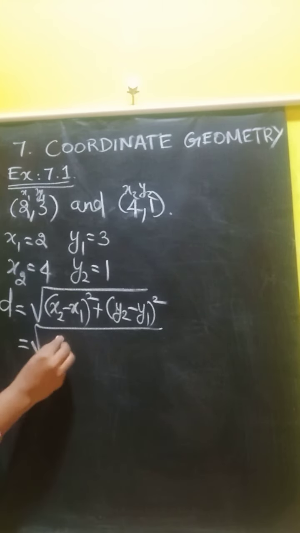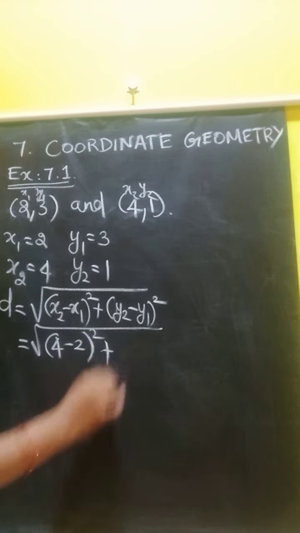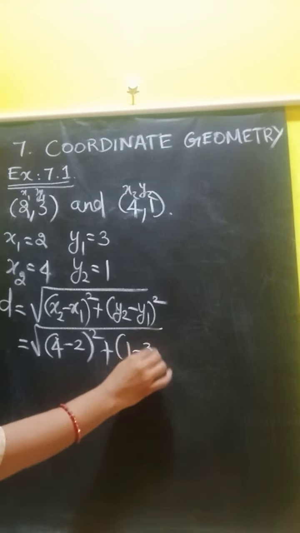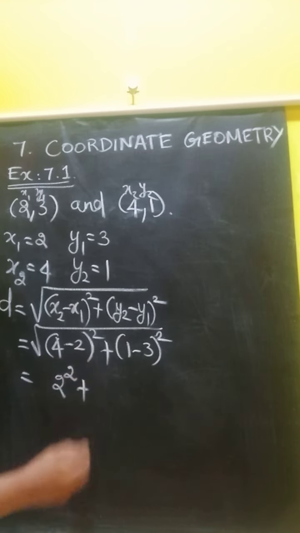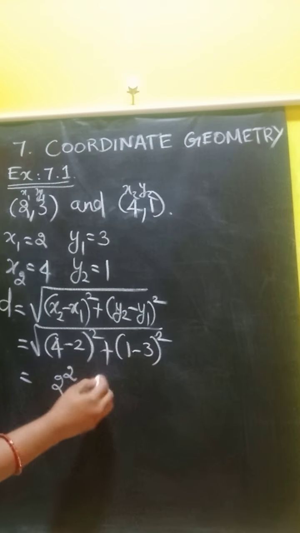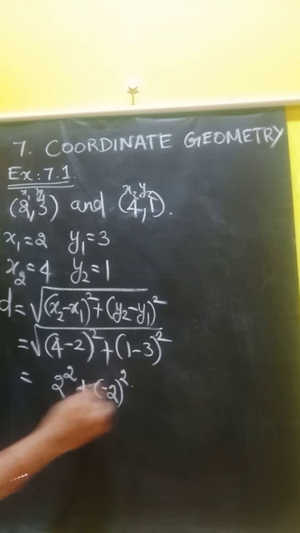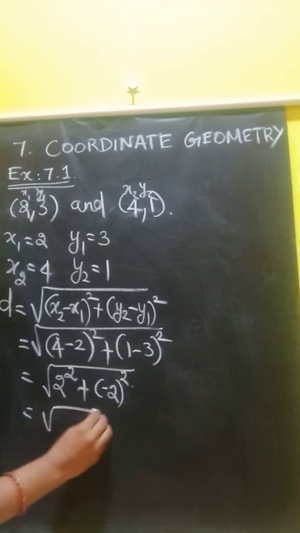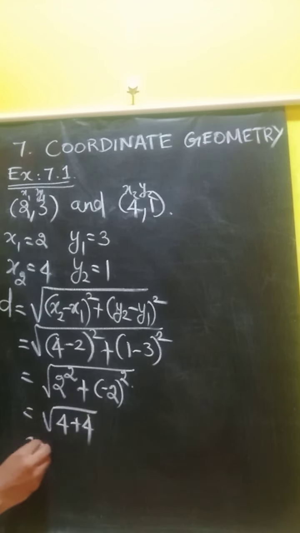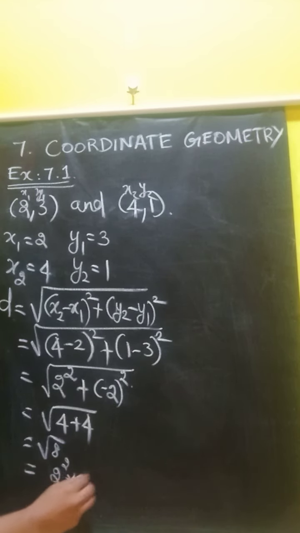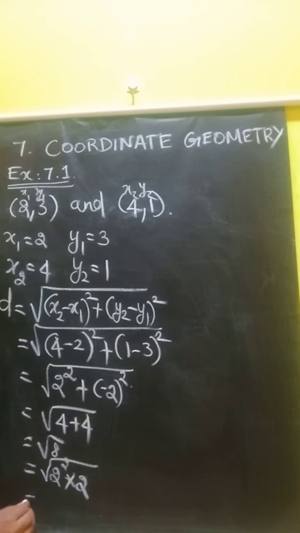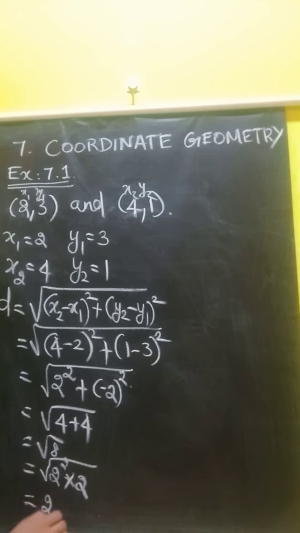x2 minus x1, that is 4 minus 2 whole square plus 1 minus 3 whole square. 4 minus 2 is 2 square plus 1 minus 3 is minus 2 the whole square. Root of 4 plus 4, that is root of 8. 8 can be written as 2 square into 2. So 2 square can be taken outside the square root. 2 root 2. This is the answer.